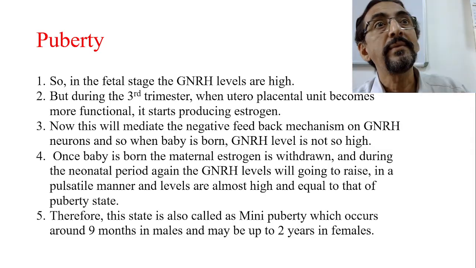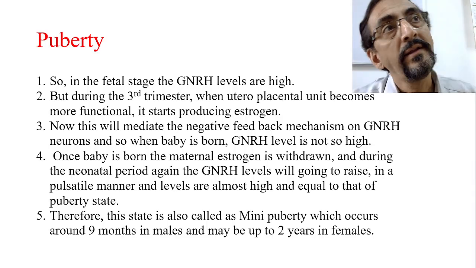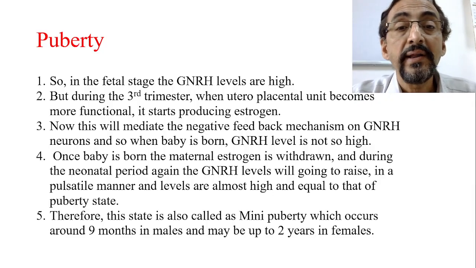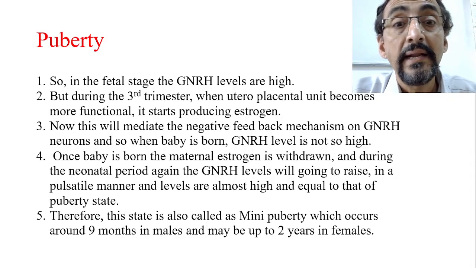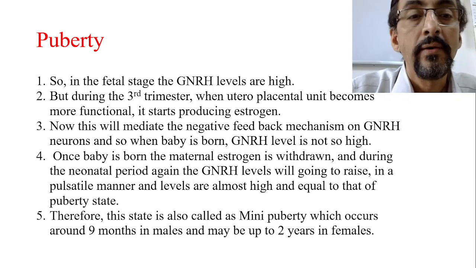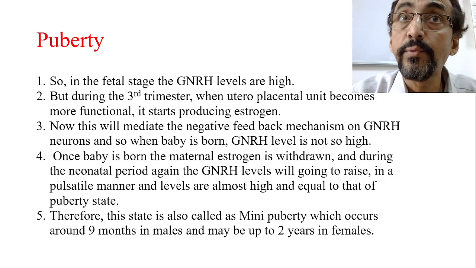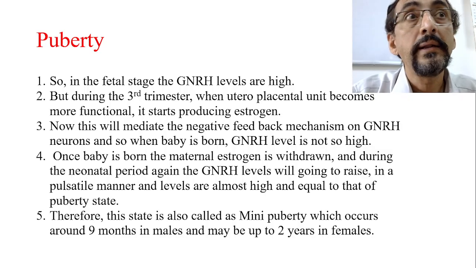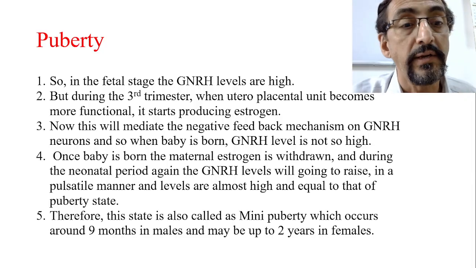Okay, so again the same condition: there is no feedback system, and GnRH is produced in a similar phase as usual. So in the neonatal period, again the GnRH levels will rise in a pulsatile manner, and levels are almost all high and equal to that of the puberty stage. It is produced in a pulsatile manner also, not only continuous, and therefore the level of the gonadotrophin is almost equal to that of the puberty.